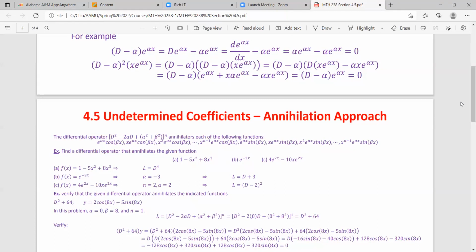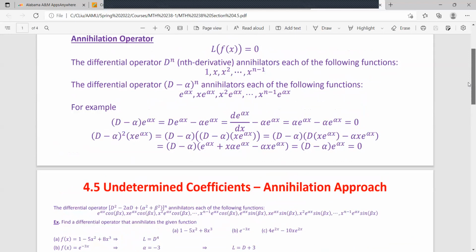So we have 3 functions here: 1 minus 5x squared plus 8x cubed in part A. In question B, we have an exponential function e to the negative 3x, and in question C, we have 2 exponential functions, 4e to 2x minus 10x e to 2x. So you just use the rules we just had.